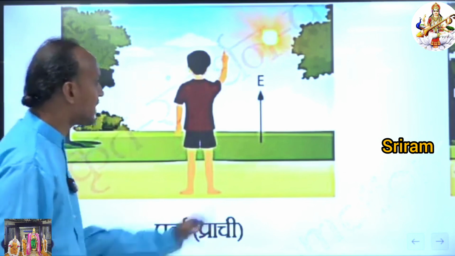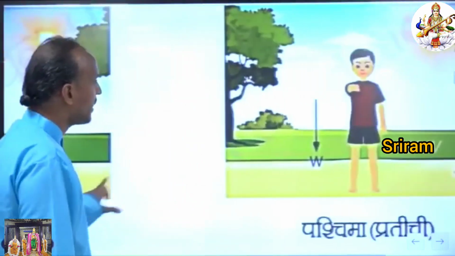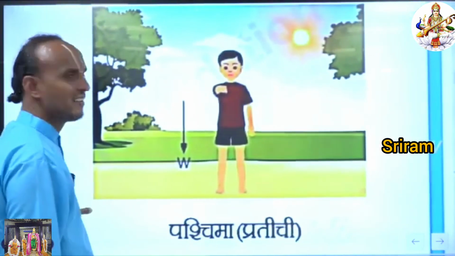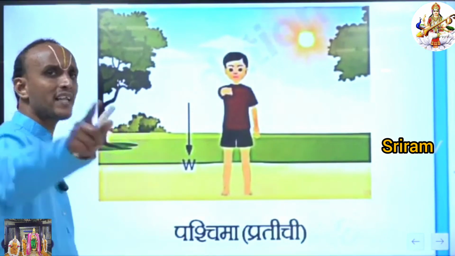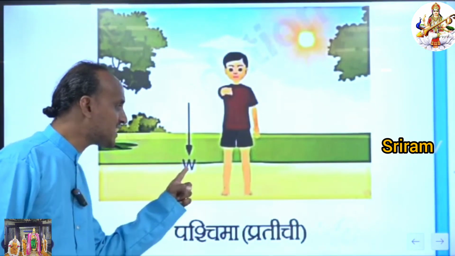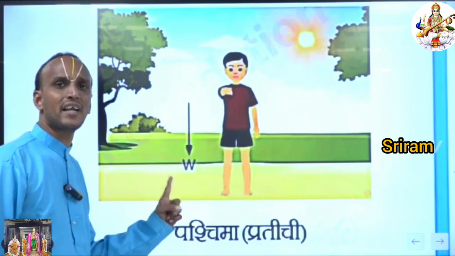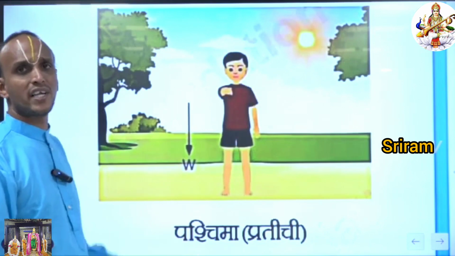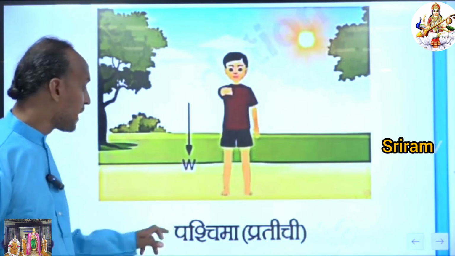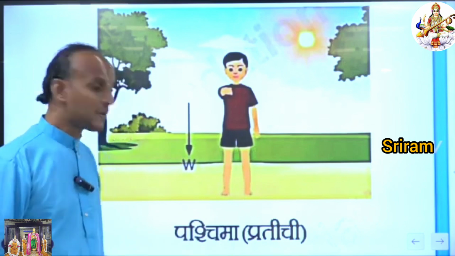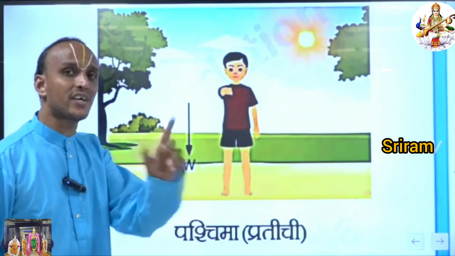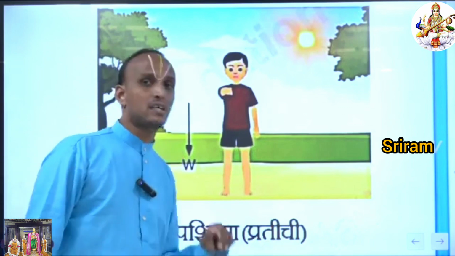Okay, children? Then the same boy is showing another direction. He is seeing us and showing another direction, that is west direction. You can see the letter W here, right? West direction. In Sanskrit, what should we say? Paschimadik. Paschimadik means west direction. Pratichidik. Pratichidik means west direction.